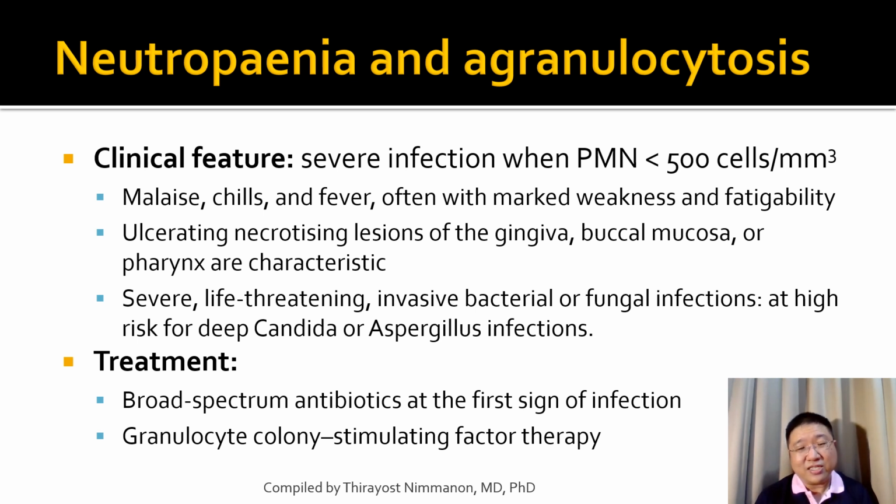And in severe neutropenic patients, there may be severe life-threatening invasive bacterial or fungal infections, because they are at high risk for deep candida and aspergillus infections. The treatment includes broad-spectrum antibiotics at the first sign of infection, and sometimes the patients may need granulocyte colony stimulating factor treatment. This factor will stimulate granulopoiesis.